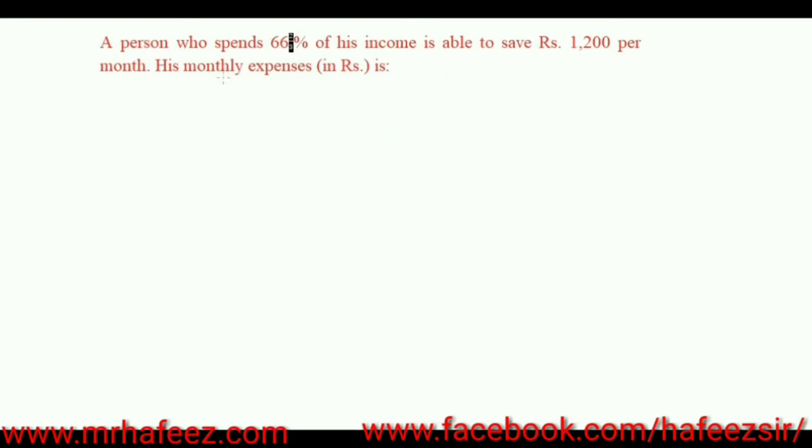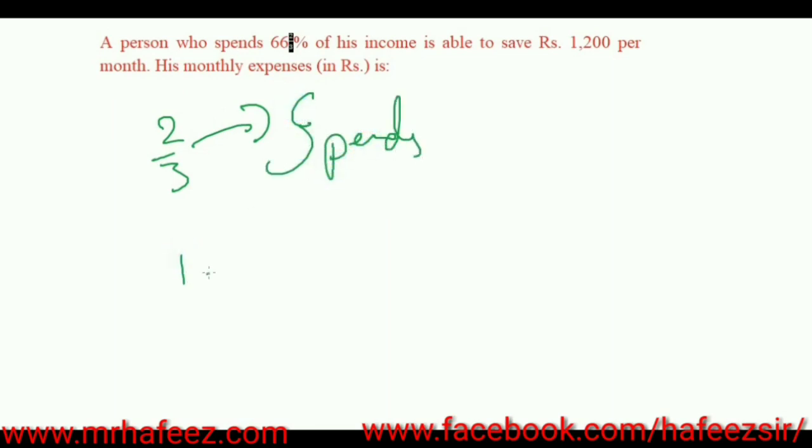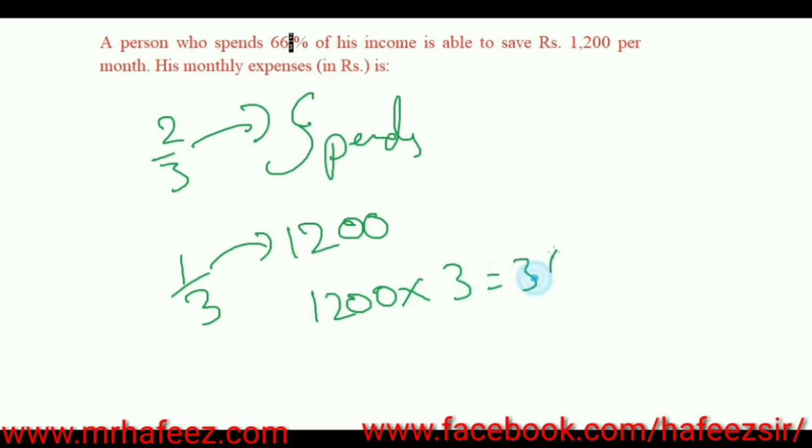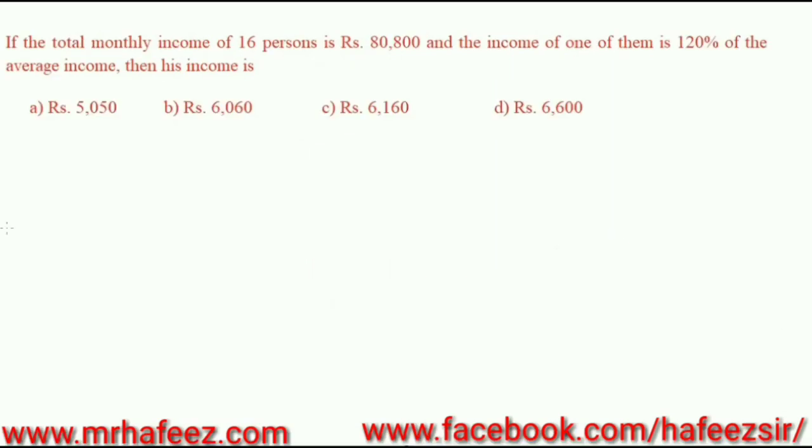A person who spends 2/3 of his income is able to save 1200. That means 2/3 of his income is spent, then automatically 1/3 is left over. 1/3 value is 1200, then automatically the total salary is 1200 into 3, which is 3600. Answer is very simple.